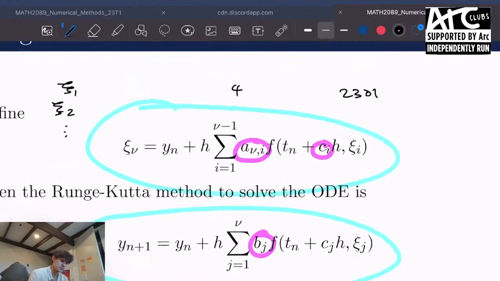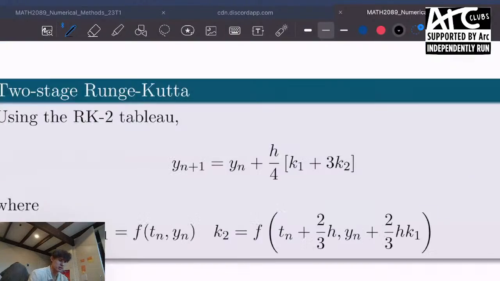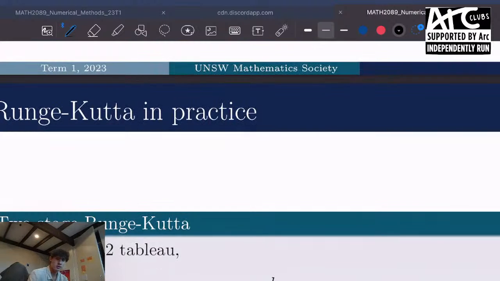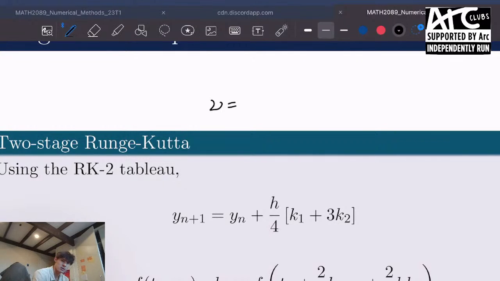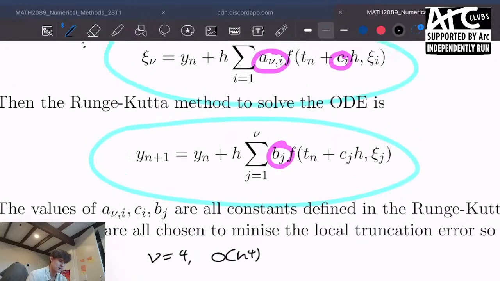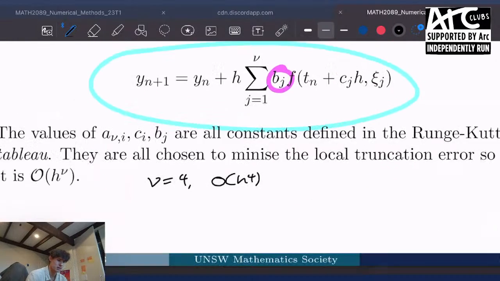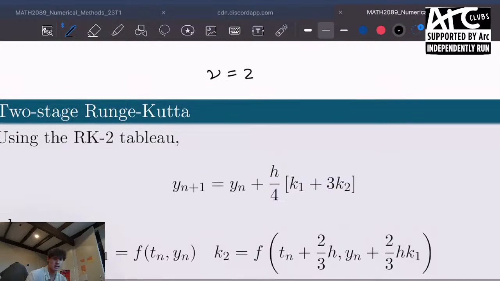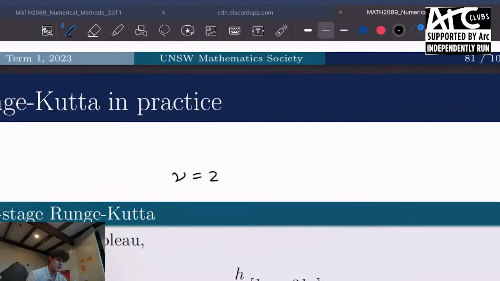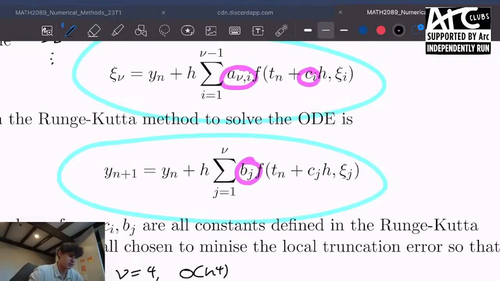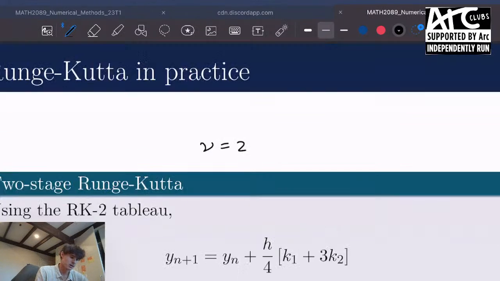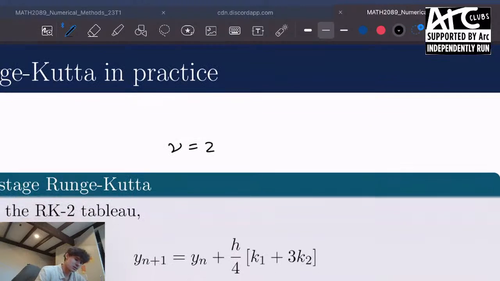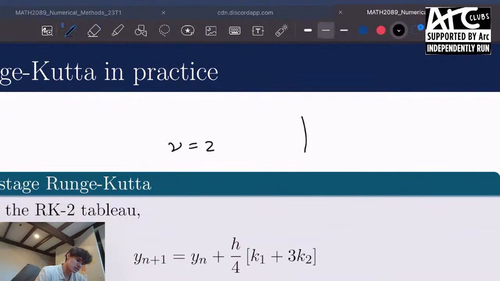So let's look at some actual Runge-Kutta methods that are used. Two-stage Runge-Kutta is when we set nu equals 2 and solve for some particular values of A, C, and B that minimize the error. In terms of MATH2089, these values A, C, B come from something called the Runge-Kutta tableau. So the tableau will look like this.